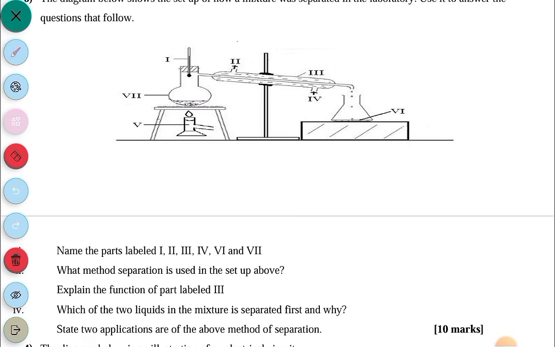The next question says, which of the two liquids in the mixture is separated first and why? So over here you can have water and alcohol. Now, alcohol will be separated first.